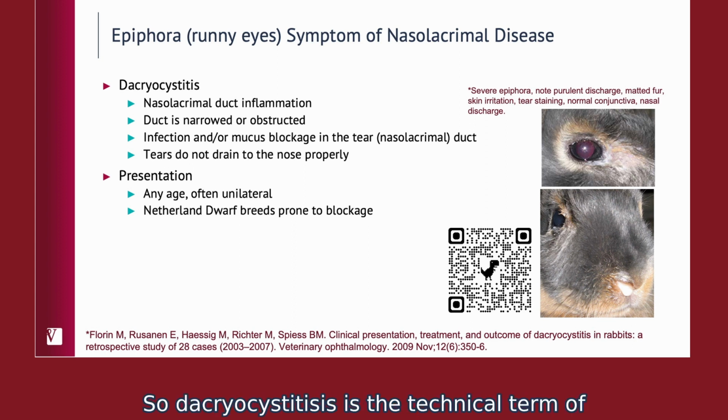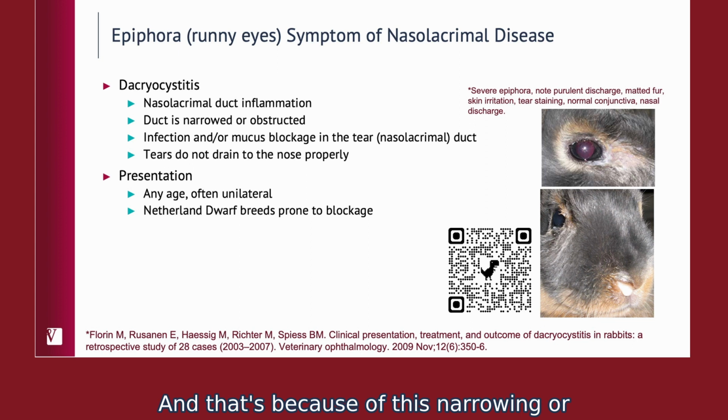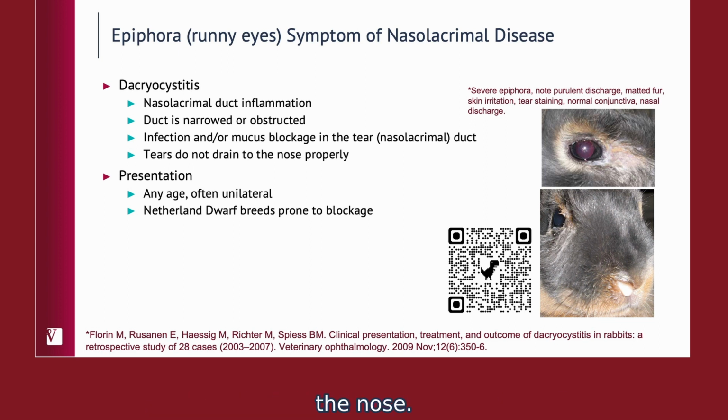So dacryocystitis is a technical term for inflammation of the nasolacrimal duct or the tear duct. And that's because of this narrowing or obstruction, so the tears cannot actually make it from the eye down to the nose. The presentation is that it can occur with any age and any breed, but we do know that the Netherland dwarf breeds are prone to blockage.